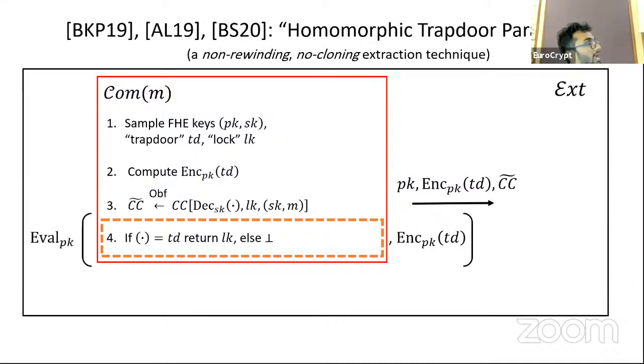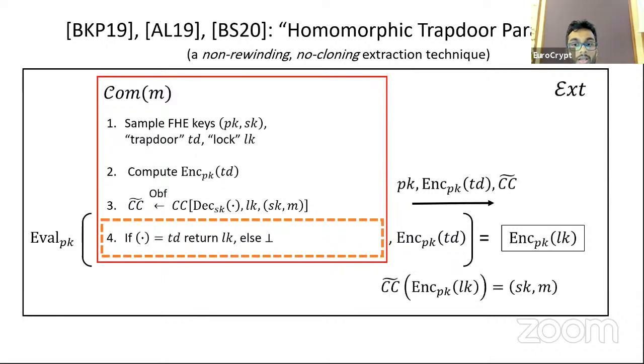So it can just supply the encrypted trapdoor under the hood of FHE and evaluate this fourth step and get out the third round message, which is indeed the encrypted lock, because under the hood of FHE, the guess was indeed correct. And once it has that, it can feed it into the compute-and-compare program to get out the secret key and the message. And now it has successfully extracted the message.